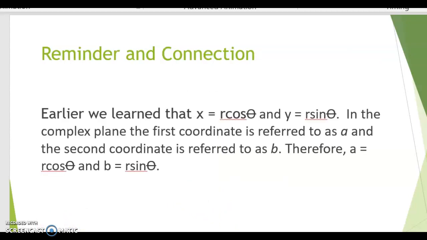An important reminder and connection. Earlier we learned that x equals r cosine theta and y equals r sine theta. In the complex plane, the first coordinate is referred to as a, and the second coordinate is referred to as b. Therefore, a equals r cosine theta, and b equals r sine theta. So in the complex plane, we do not have x and y. x is replaced with a, and y is replaced with b.